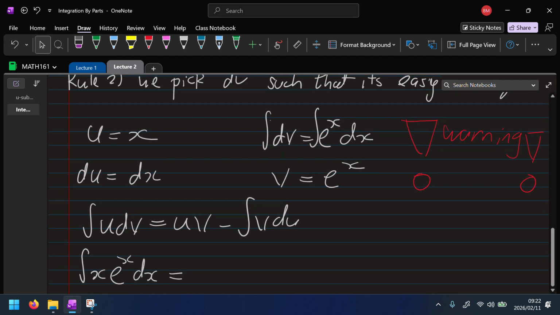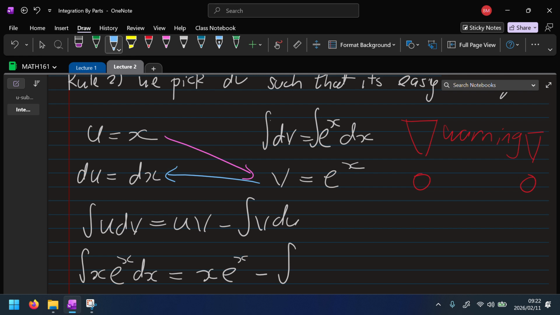Now, u times v. We're going to look at the top corner and the bottom corner. We've got u from the top and v from the bottom. So you look at this diagonal. That gives us u times v. That will be x e to the x minus the integral v du. Now we look at the right side and the left side. That will give us v du. Okay, so you look at the diagonal to get uv, and then that bottom there, v du.